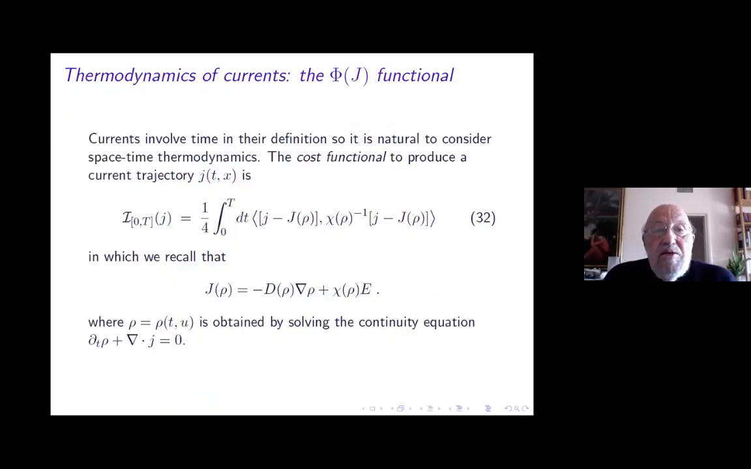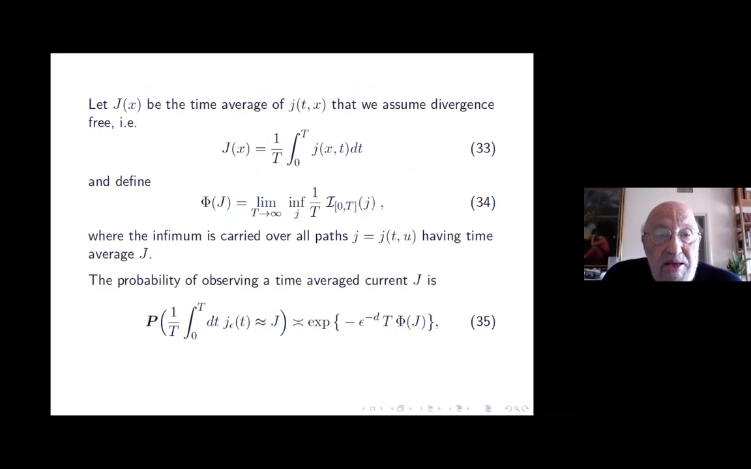And now, we have a new variable, the current. Actually, I will be more precise in a moment. Currents involve time in the definition. So it is natural to consider space-time thermodynamics. So the cost function to produce a certain current trajectory is this one, in which I recall the relationship between rho and j. And then you define the time average of the fluctuation. And then you define this functional, which is the infimum over all possible paths corresponding to this average quantity.